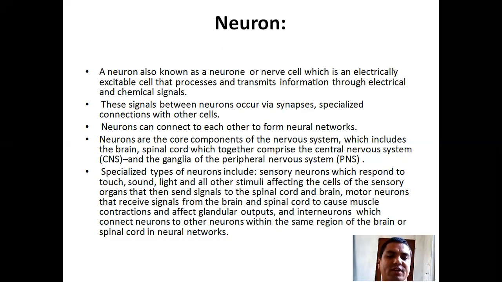Specialized types of neuron include sensory neurons, which respond to touch, sound, light, and all other stimuli affecting the cells of the sensory organs, that then send signals to the spinal cord and the brain. Motor neurons receive signals from the brain and spinal cord to cause muscle contraction and affect glandular outputs. And interneurons connect neurons to other neurons within the same region of the brain or spinal cord in neural networks.